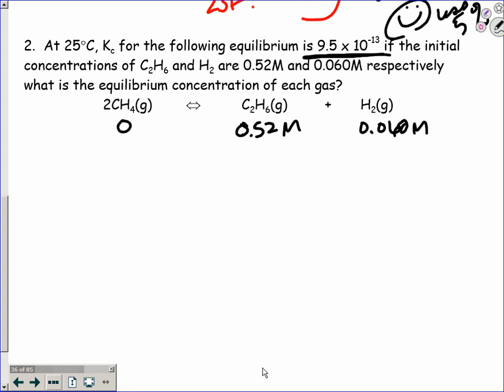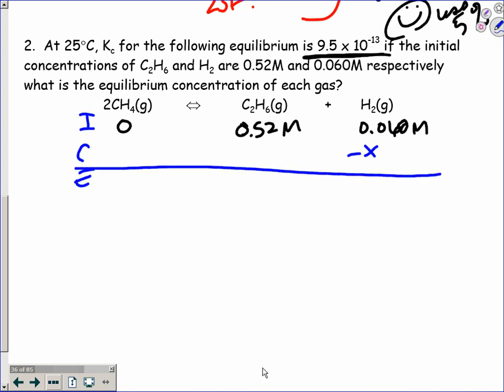But what we're going to do, and you can write down parts of this if you wish, here's our problem. This is not matching this. It's the opposite of what it should look like. So what we're probably thinking first is, oh, ICE box. We'll subtract x here, add 2x here. So we would have 2x, 0.52 minus x, and 0.060 minus x, because we have to pull from the products to make the reactants, since we don't have any reactants. So we'd probably set this up first.